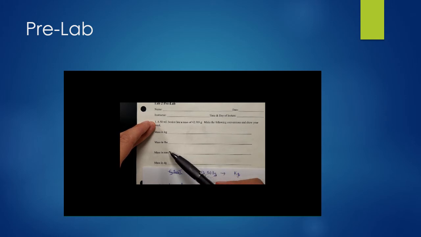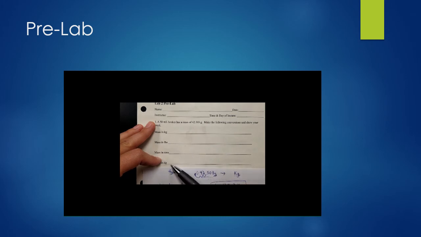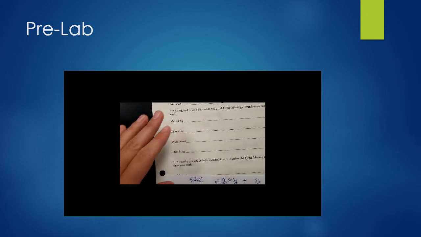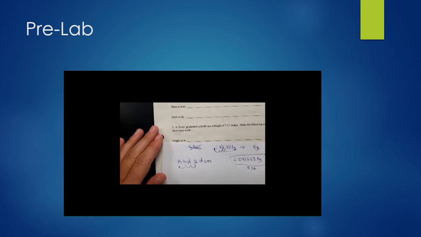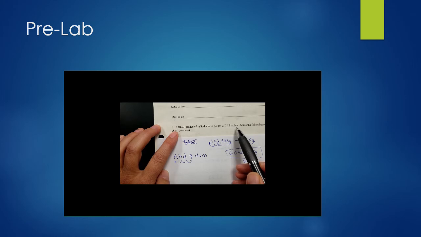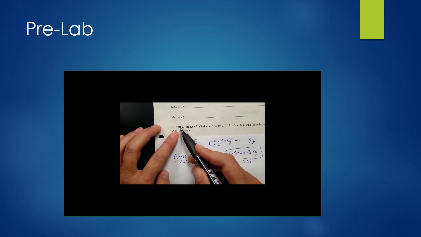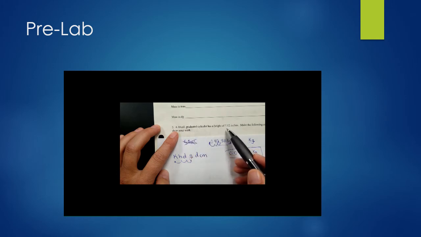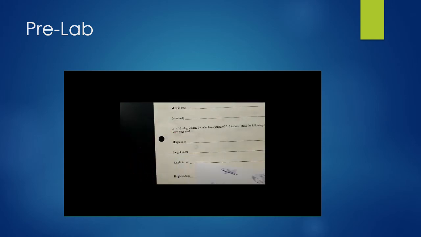So you're going to go through now and change 42.503 grams into pounds, then into tons, then into decigrams. Same thing goes for number 2 here. Once again, it gives us two numbers, 10 milliliters and 7.12 inches. That 10 milliliters is just telling us what size of graduated cylinder has that height. So we're not converting that 10. It's the 7.12 that's the number we're going to start with to convert.